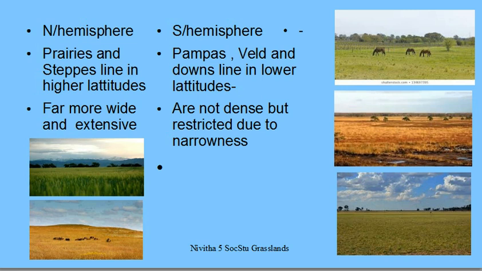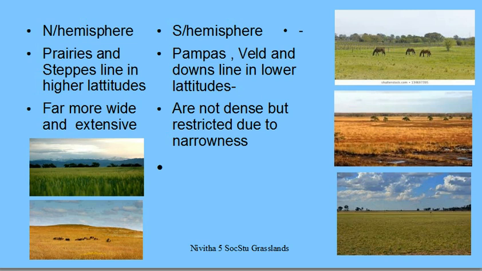Now in the northern hemisphere we have the prairies and the steppes. They are near the higher latitudes, that is, not near the zero. They are far more wide and extensive. What you see here is the prairies and what you see here is the steppes. They are near higher latitudes, and they are very extensive.